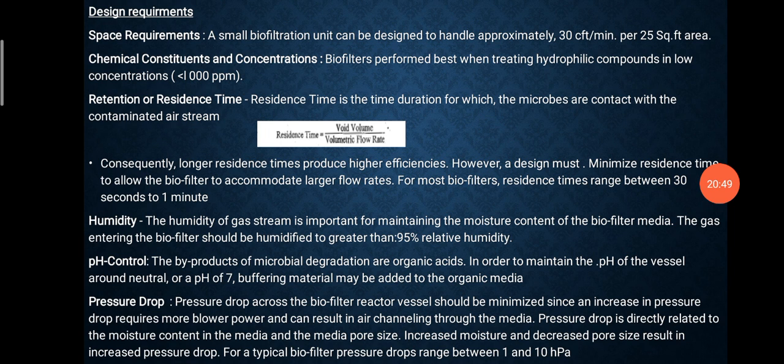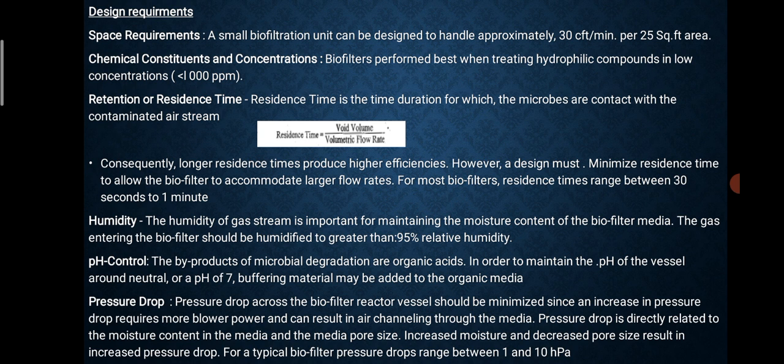Design requirements. Space requirement. A small biofiltration unit can be designed to handle approximately 30 cubic feet per minute per 25 square feet area. Chemical constitutions and concentrations. Biofilters perform best when treating hydrophilic components in low concentrations.